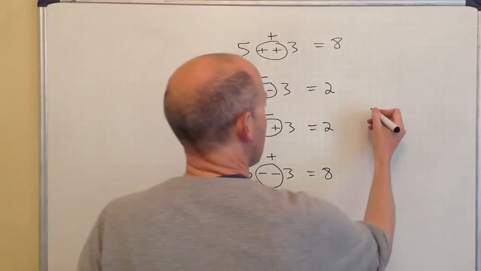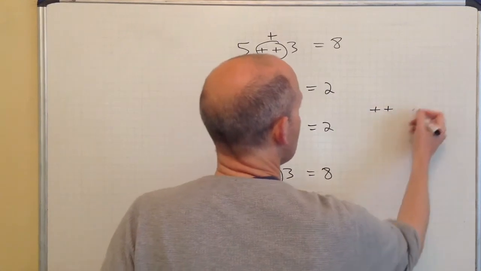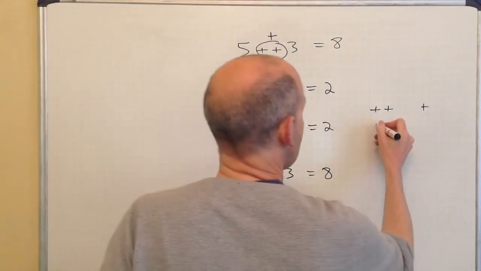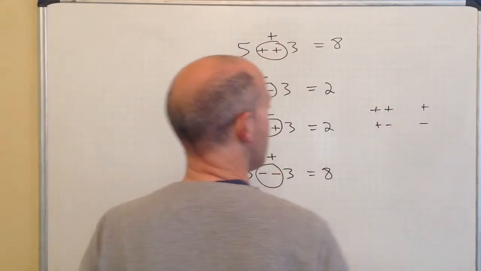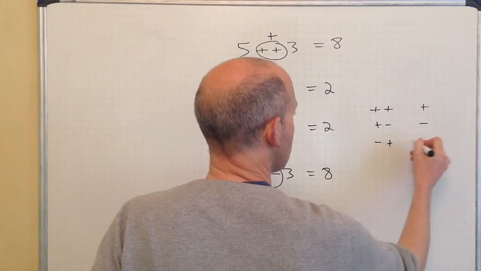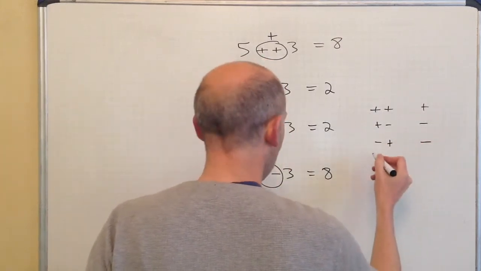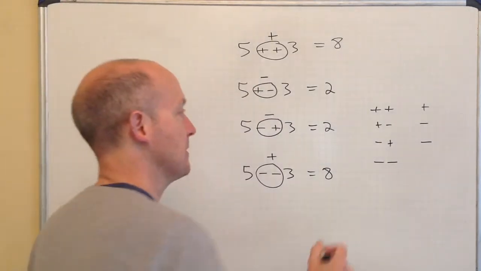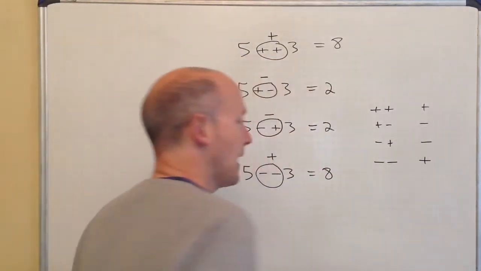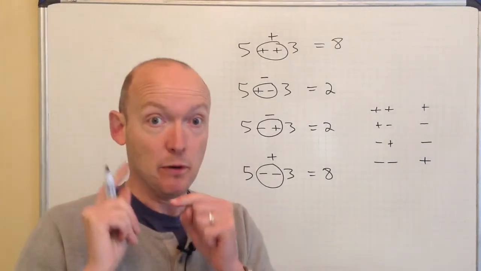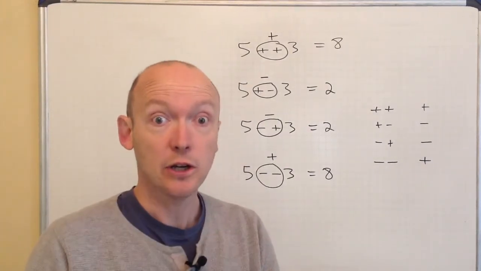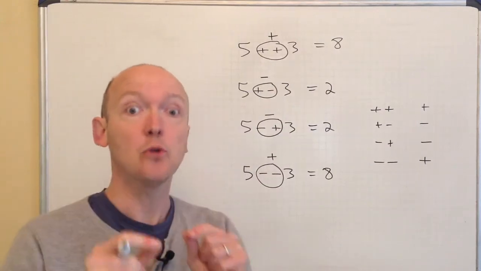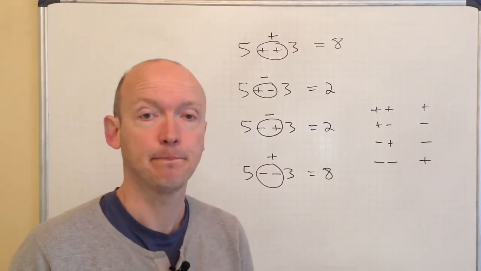So let's just write those rules down again. Plus plus just means plus. Two pluses next to each other is a plus. A plus next to a minus is a minus. A minus next to a plus is also a minus, and the one that often causes problems is two minuses physically next to each other. That becomes a plus. Now again, whether you make the effort to know why those rules work, or you just want to learn the rules like that, I don't mind at all. The important point is that you know those rules and can apply them.